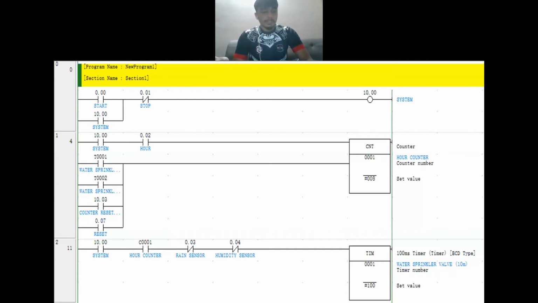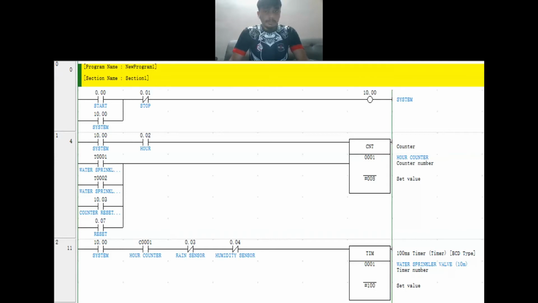The third condition is there's no rain but the soil is wet, which indicates the rain sensor is 0 and the humidity sensor is 1. And the last condition is there's rain and the soil is also wet, which indicates the rain sensor is in one condition and the humidity sensor is also in one condition.